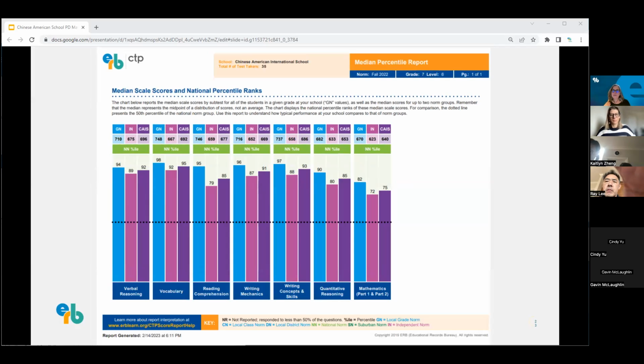And then this would be our grade 7. Again, consistently performing far above that national norm, and then in many cases above the independent or the California Association of Independent Schools. It's really terrific to be able to see that.